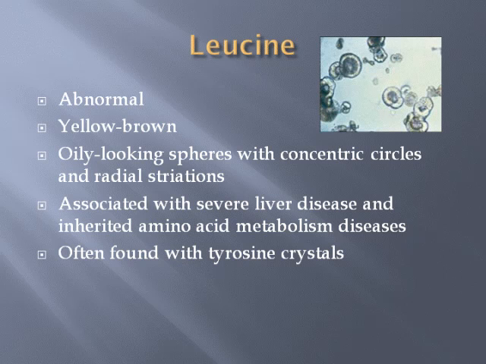Leucine crystals are also abnormal. These can appear yellow, brown. They kind of look oily. They're spheres with concentric circles and radial striations, so also very distinct looking. They're associated with severe liver disease and also inherited amino acid metabolism diseases. Often they are found with tyrosine crystals. So both of those are abnormal, and if a person has severe liver disease, you would probably see those together.